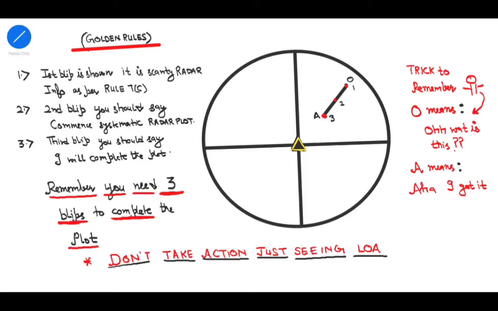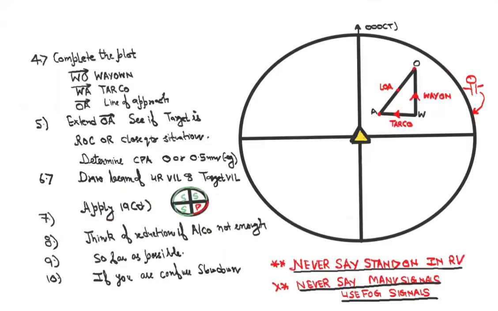So remember these golden rules. I've told you three points. First blip is scanty radar information as per rule number 7C. Assumption shall not be made on that scanty information. Second blip is commence systematic radar plot. And third blip, you should say, I will complete the plot. Remember, you need 3 blips to complete the plot. Don't take action just seeing the line of approach. Okay, understood? Now, the rules will continue, okay?